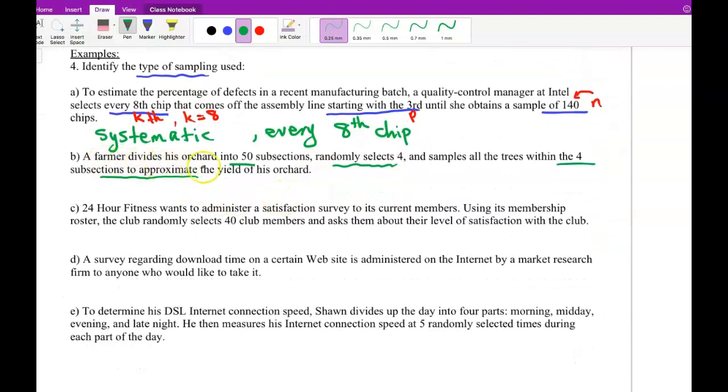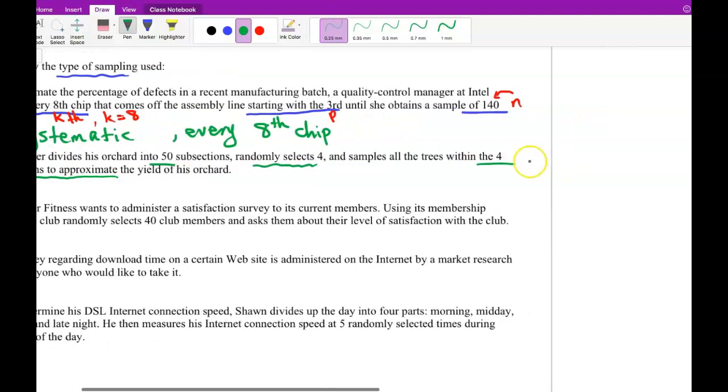Guys, the farmer divides his orchard into 50 subsections. He's not choosing them, just dividing into 50. And then he randomly selects 4 from these and samples all trees within the 4 subsections. So in each group, he has 4. So it's like this.